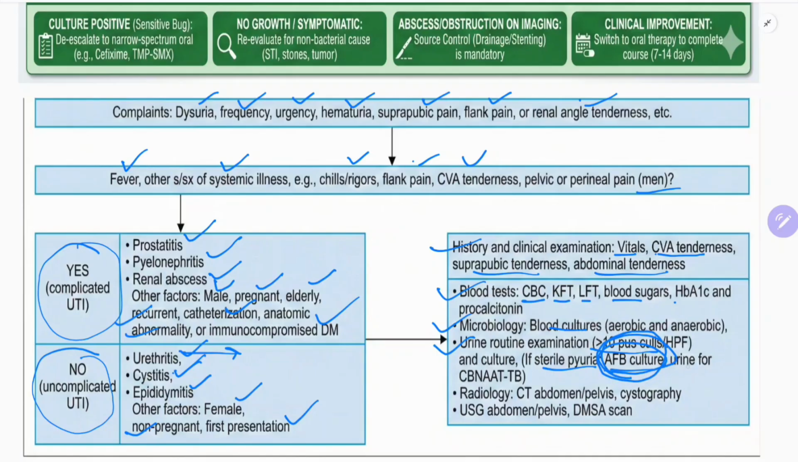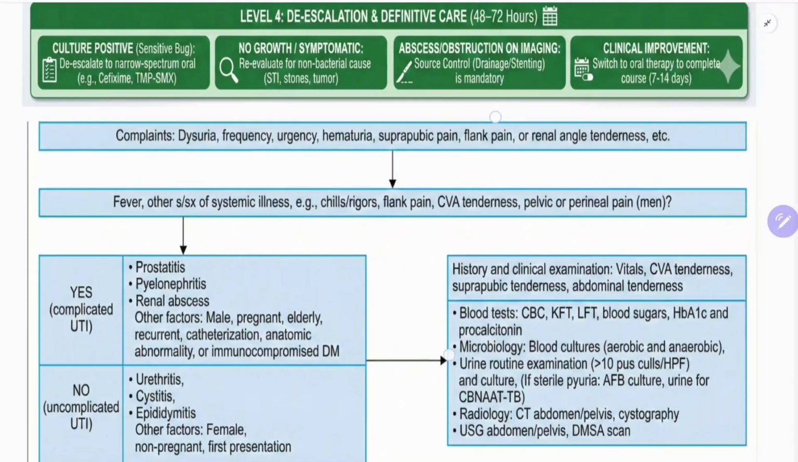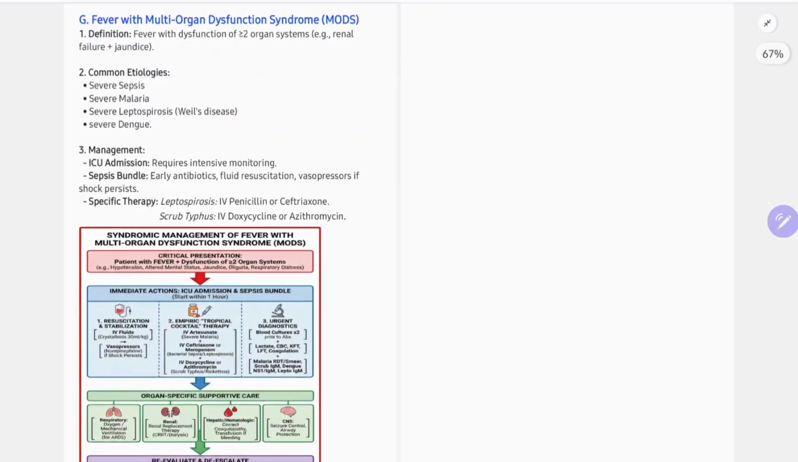AFB culture should be obtained. Then urine for CBNAAT should be done in those patients. Radiology: CT abdomen pelvis, cystography, USG abdomen pelvis, DMSA scan. Okay, that's about fever with genitourinary symptoms.